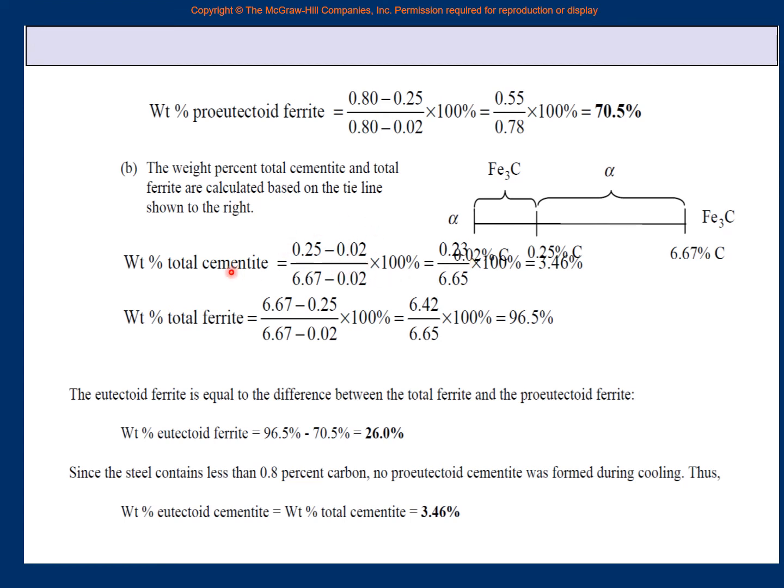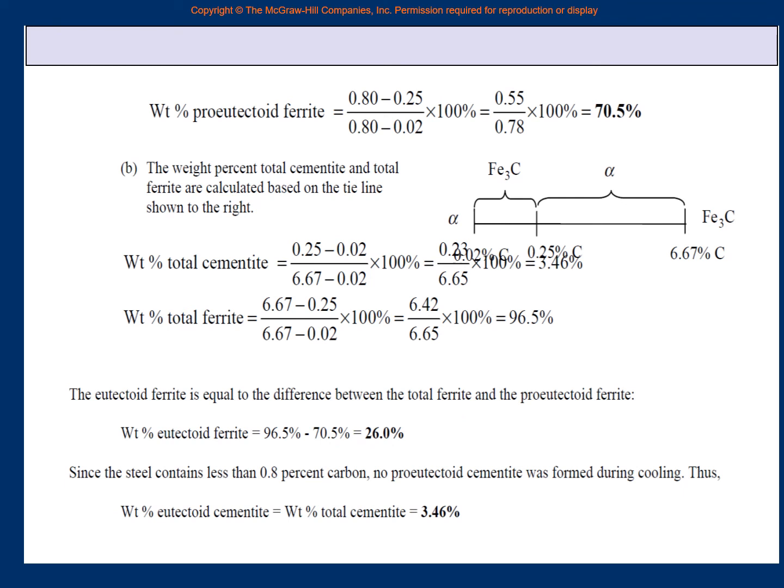Right? So this is the weight percent or mass fraction of eutectoid cementite or total cementite, whatever is the answer. This is the weight percent or mass fraction of total ferrite, which is this. Now this is total ferrite, this is pro-eutectoid ferrite. So this minus this is the eutectoid, right? So eutectoid is total minus pro-eutectoid, and you find it. And of course cementite is the same, total or eutectoid is the same. So these two are the answers.